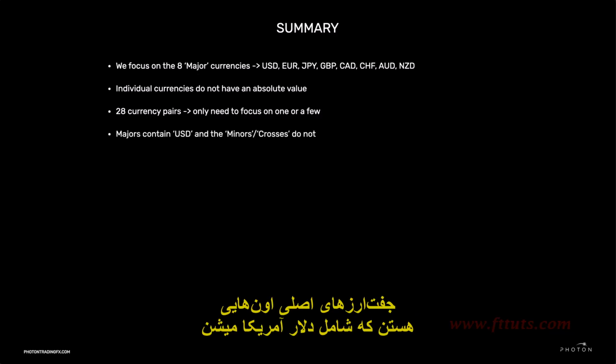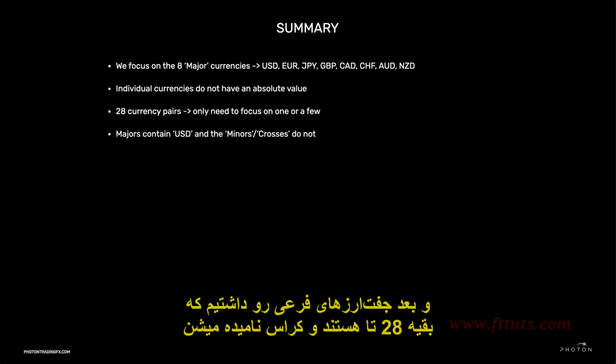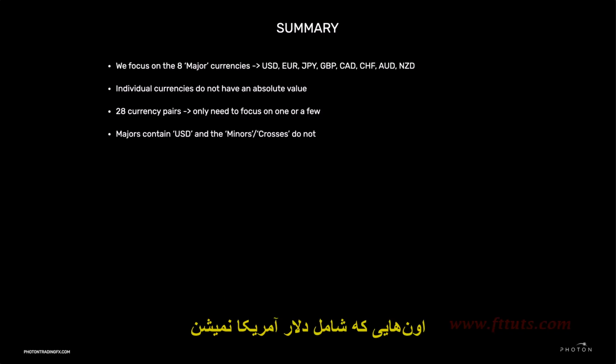The major pairs are the pairs which contain US dollar, so euro dollar or Aussie dollar, for example, and you will likely find that you will spend the majority of your time and focus probably just on these USD pairs alone because they provide extremely reliable and frequent trading opportunities. And then the minor pairs are sometimes referred to as the crosses, and they are all of the remaining pairs out of those 28 that do not contain the US dollar.